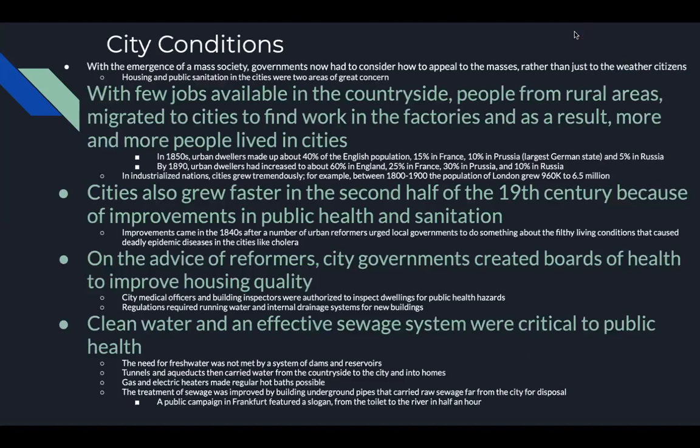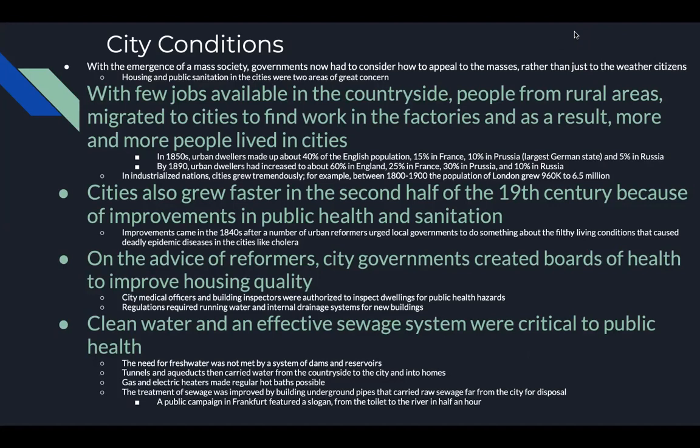So, city conditions. They were not great. With the emergence of mass society, governments now had to consider how to appeal to the masses rather than just the wealthy citizens. Housing and public sanitation in the cities were two areas of great concern. With few jobs available in the countryside, people from rural areas migrated to cities to find work in the factories, and as a result, more and more people lived in cities.